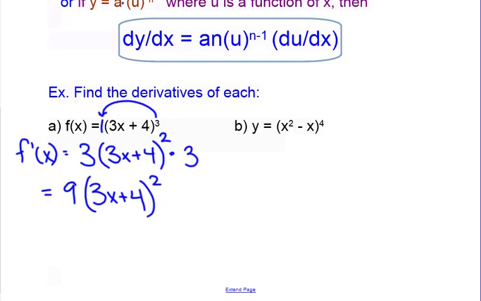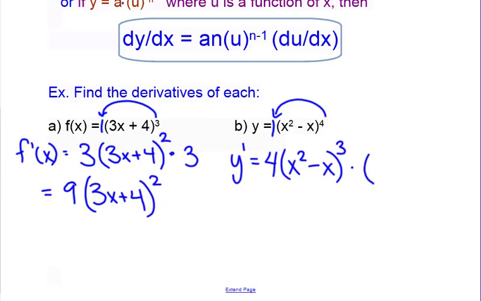So second example, again, there's a 1 sitting out front. So in this case, we're going to have y prime, or maybe dy dx, is equal to, well, 4 times 1 is 4. We leave the stuff on the inside. We decrease our power by 1 times the derivative of the inside stuff. So 2x minus 1. And so in this case, that would be our answer. We want to leave it as factored as possible. We don't have any common factors within there. So that's where we're going to leave it.